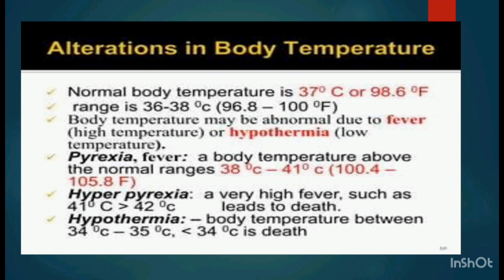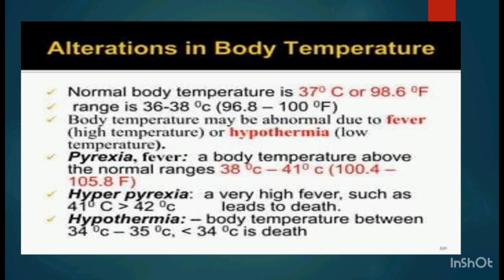So we will talk about some alterations in body temperature. Normal body temperature is 37 degrees Celsius, and in Fahrenheit 98.6 degrees Fahrenheit. It ranges between 36 to 38 degrees Celsius. Body temperature may be abnormal due to fever or hyperthermia, high temperature, or hypothermia, low temperature. Pyrexia is a fever. Body temperature above normal is called pyrexia, that is, a range of 38 to 41 degrees Celsius. Hyperpyrexia is a very high fever such as 41 degrees Celsius to more than 42 degrees Celsius.